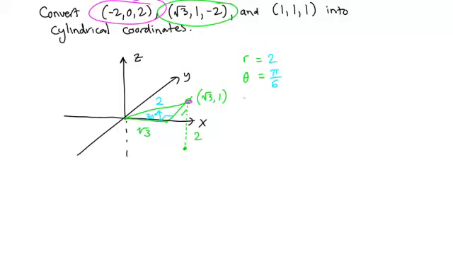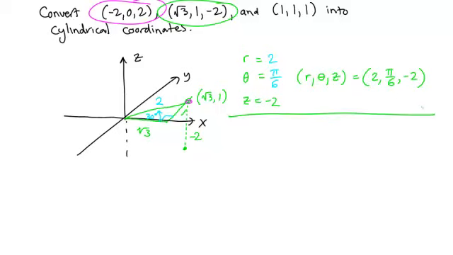Since the z-coordinate is the same in either one of these systems, and in this case it's 2 units below the xy-plane, we know that z is equal to negative 2, and so the cylindrical coordinate description will be r, theta, z equals 2, pi over 6, negative 2.